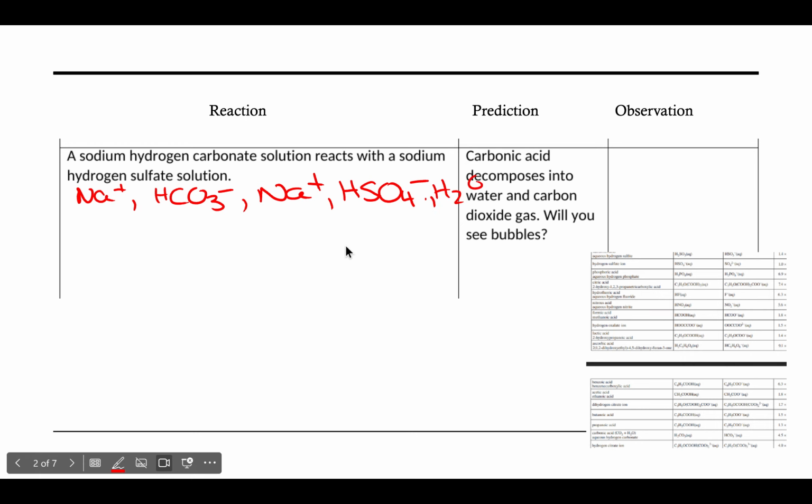So you go through, sodium is not on your acids chart. HCO3 you will find on both sides. It's an acid and a base. HSO4 negative, same thing. And water, same thing. So then you start looking at your chart, and your strongest acid is HSO4 negative. So that's one that will be reacting.